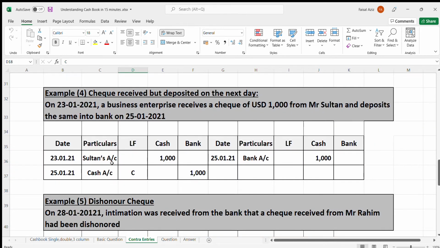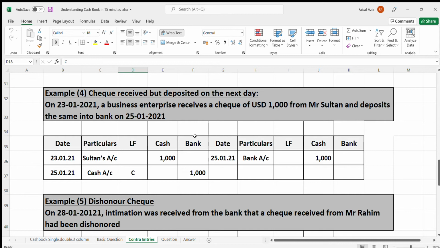Now example number 4, check received but deposited on the next day. Viewers, whenever a business receives a check and deposits the check on the same day, it will go directly in the bank account and we can mention that check on the left side of the bank column. But when a business receives a check on the day but does not deposit the check the same day in the bank account, then we will treat that check as cash and we will record that check in our cash column, debit side or receiving side.